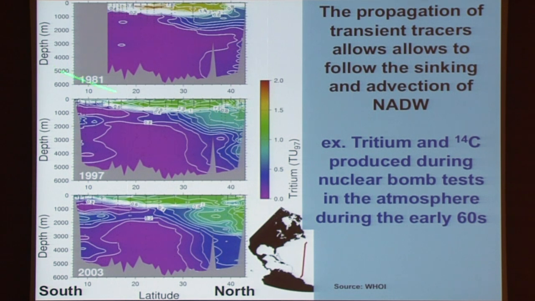And this is a view showing the penetration of tritium in the North Atlantic. So this is a transect between Brazil and Canada versus depth at different times: 1981, 97, and 2003. And we can really see the convection that is taking place and the transport by the North Atlantic deep water that is happening here. This is a way of really seeing it.